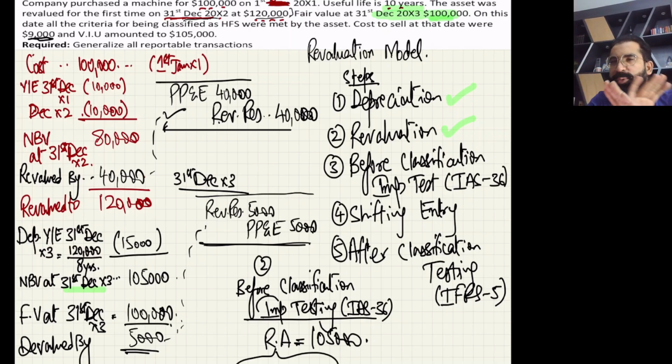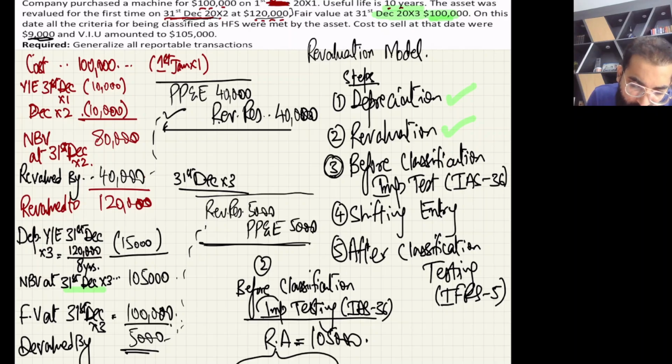Now, my dear student, use all the previous steps which I taught you in the last two questions. The next thing is, before classification, do impairment testing using IAS 36. For IAS 36 you must calculate the recoverable amount. For the recoverable amount you must know VIU, value in use. See the question.